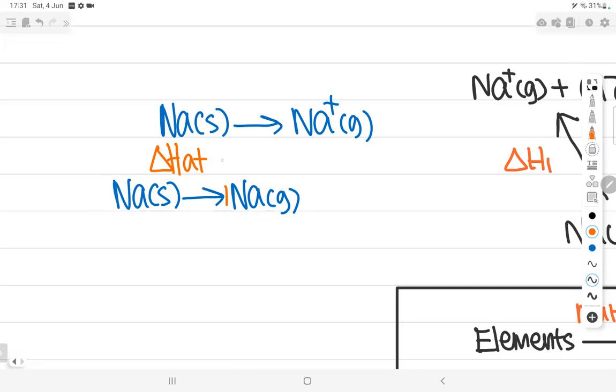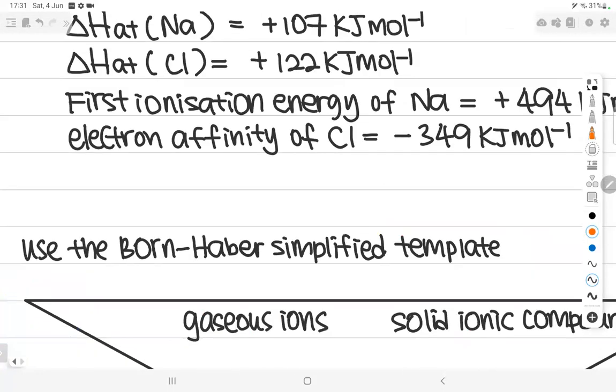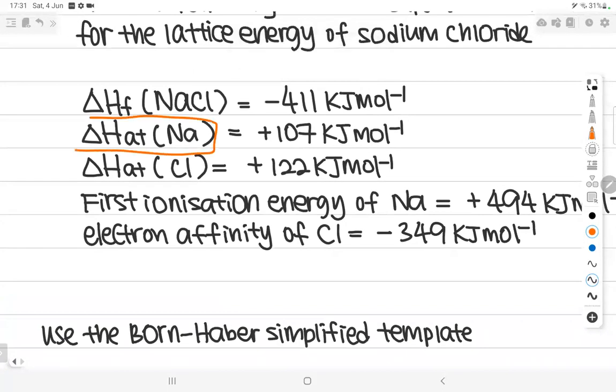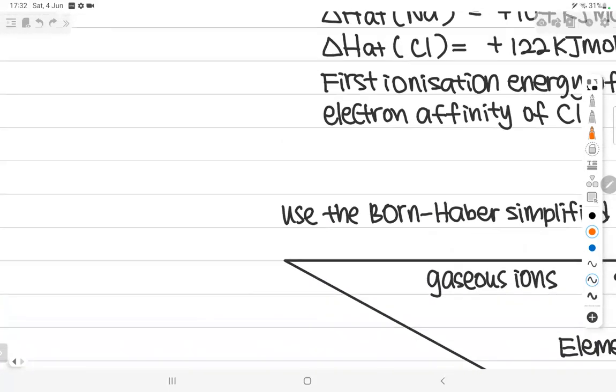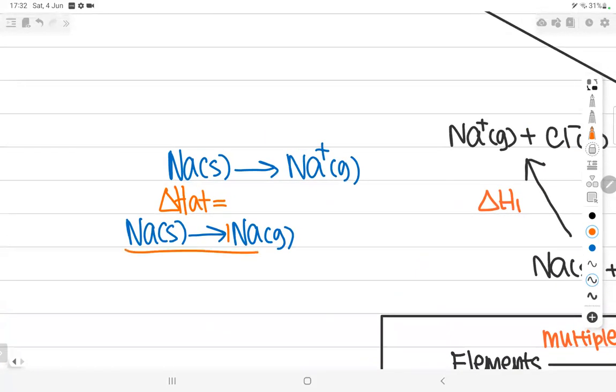Okay? So do we know the value for the enthalpy of atomization? Yes. Look at what they give us. Enthalpy of atomization for sodium, it's positive 107. Okay, so now we know already, atomization for sodium is positive 107. Done. So now we have successfully changed the sodium from solid to become gas.